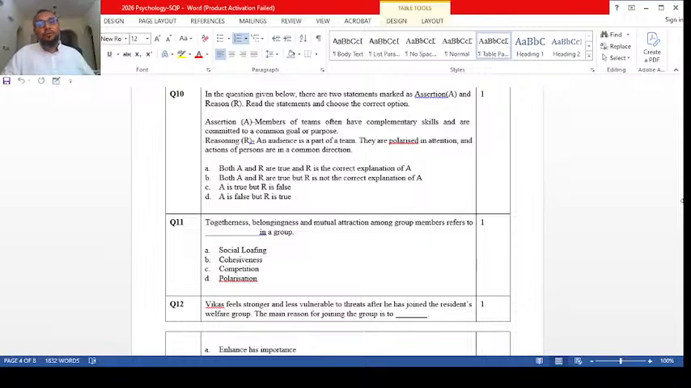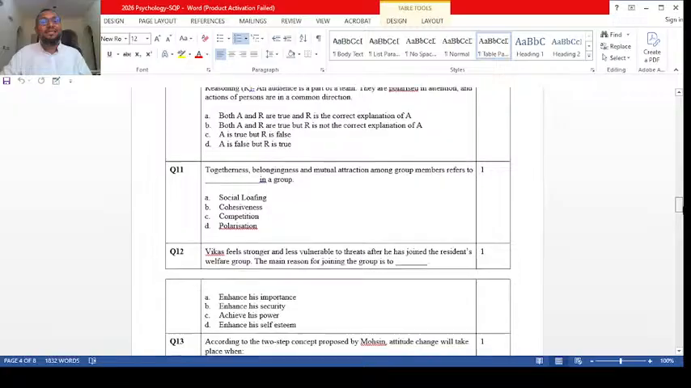Now, question number 11. Togetherness, belongingness and mutual attraction among group members refers to dash in a group. The togetherness is basically cohesiveness actually. Cohesiveness is one of the most important qualities of a group. People who have mutual understanding, love, and attraction among themselves are likely to be known as a group. So we call this character cohesiveness.